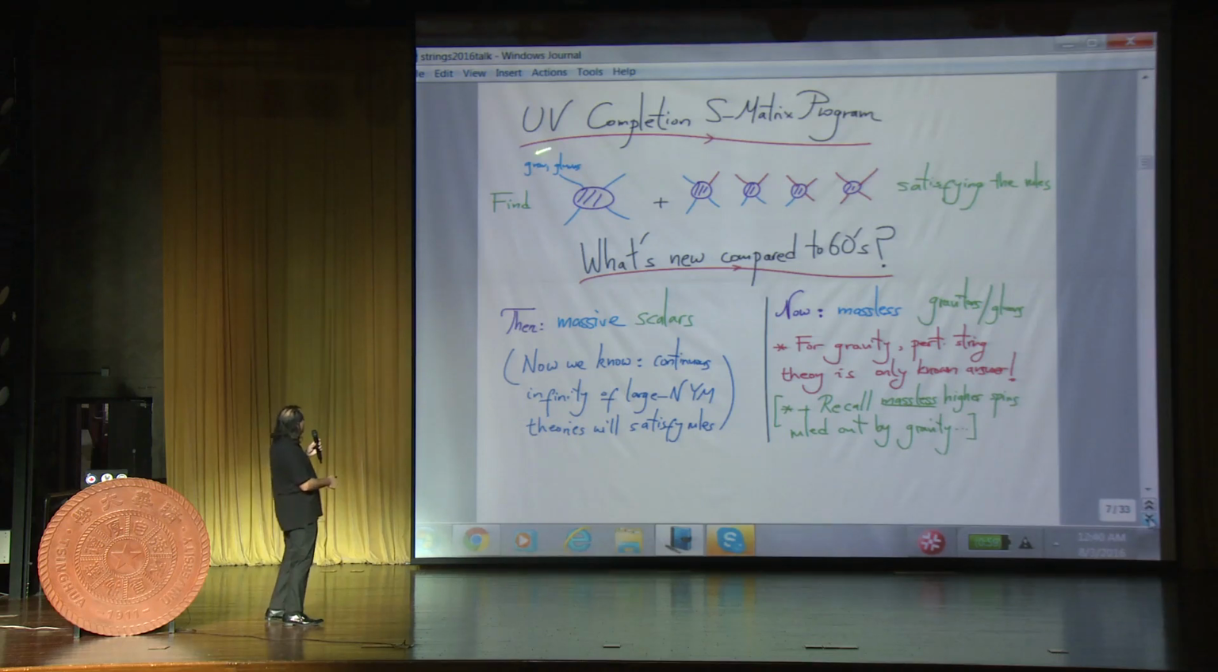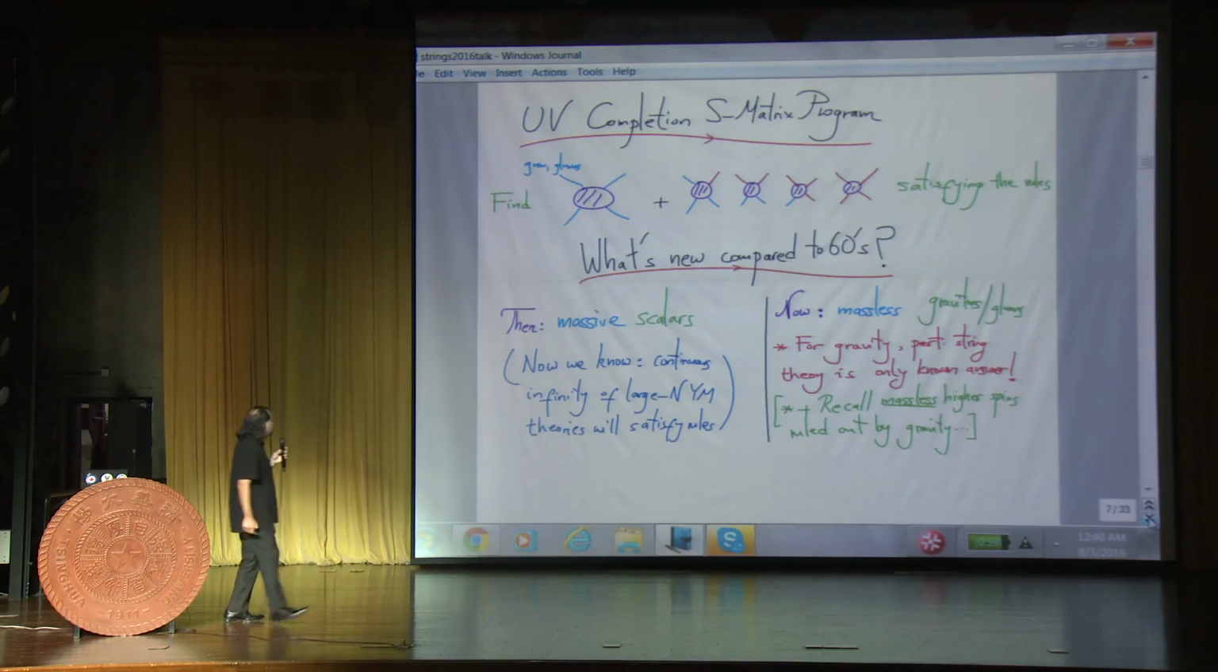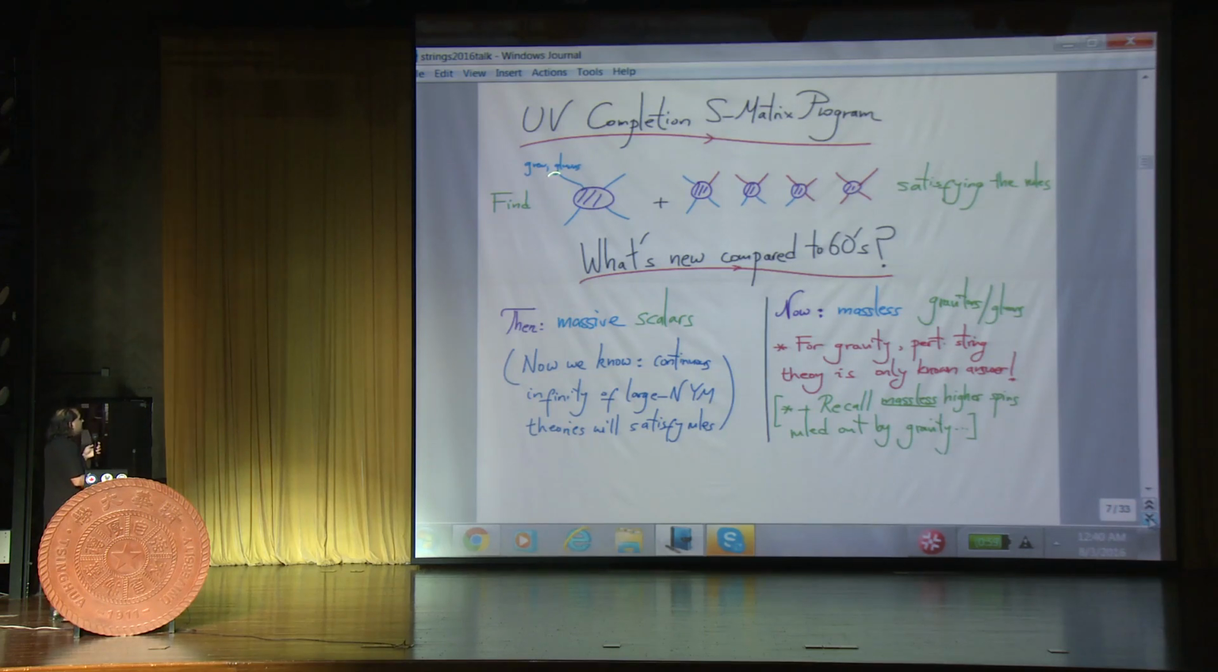So there's a very well-defined UV completion S-matrix, a weakly coupled S-matrix program. We want to find some amplitude for, let's say, gravitons, gluons on the outside, together with all the massive states that have to come along for the ride that satisfy the rules, and the rules that I just mentioned. Okay, so that's what we'd like to do. If someone hands you one, you can check whether it's right or wrong.